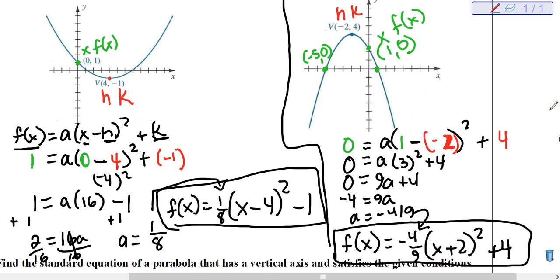Okay, so you should have gotten a equals -4/9. And then your equation is f of x equals -4/9 times quantity x minus -2 or plus 2, quantity squared plus 4. And there's the equation of your parabola.